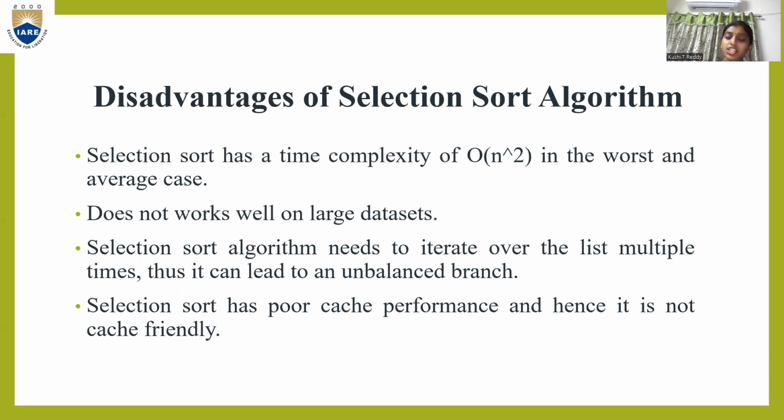Selection sort algorithm needs to iterate over the list multiple times. Thus, it can lead to an unbalanced branch, and it is time taking because for a particular list, you have to go through that list many times, multiple times. So it is time taking as well.